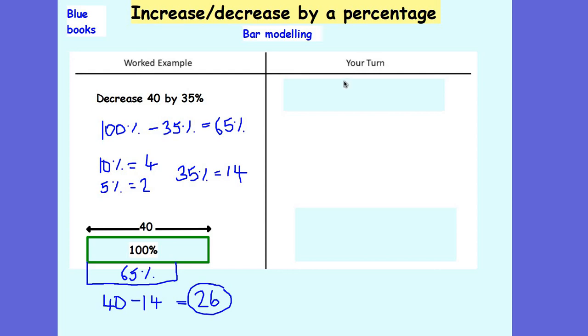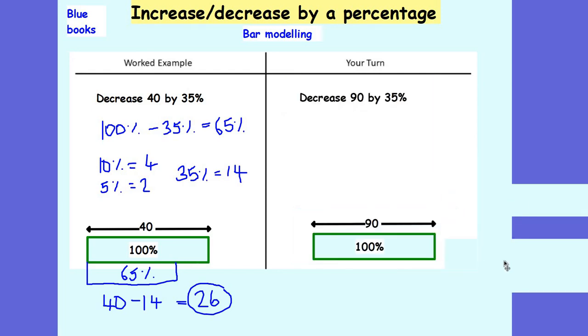Over to you. In your dark blue books, please have a go at this example for me in exactly the same way. Pause the video for a couple of minutes and do that now.